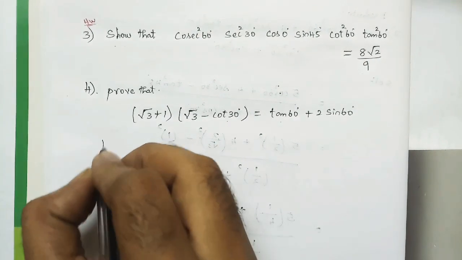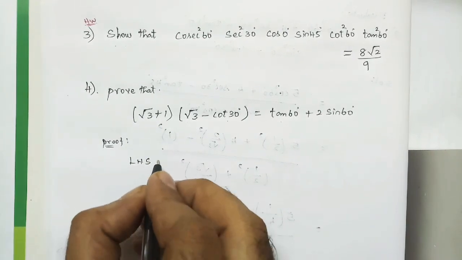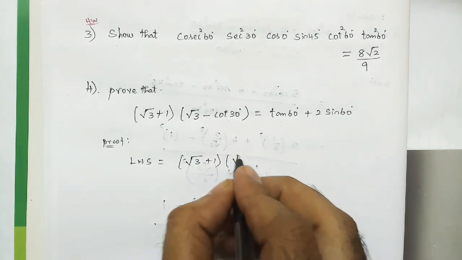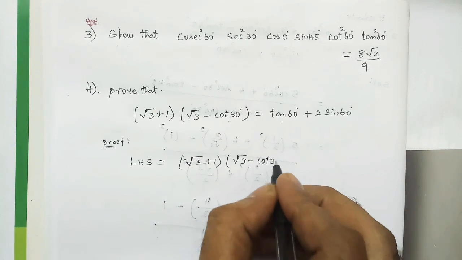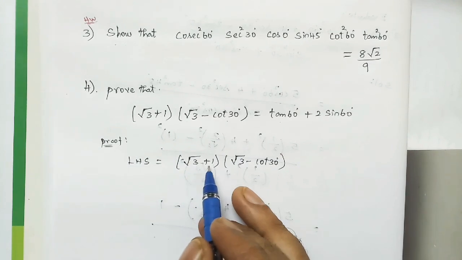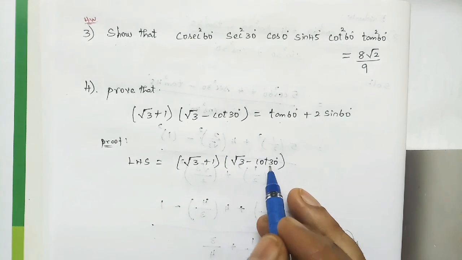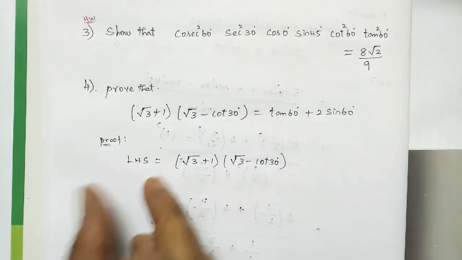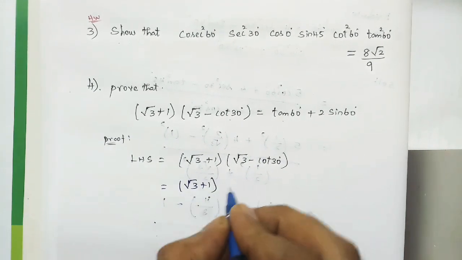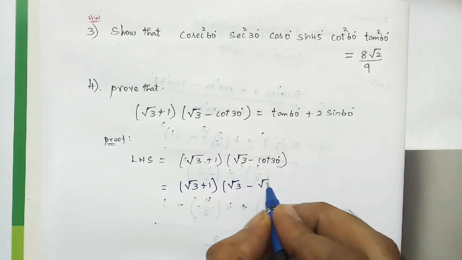So, proof. First I am taking the LHS. LHS is equal to (root 3 plus 1)(root 3 minus cot 30 degree). Here in root 3 plus 1, we don't need to substitute values, as root 3 is already a value. But we know the cot 30 value, so we substitute it, multiply and simplify to get the LHS. It is equal to (root 3 plus 1)(root 3 minus cot 30). What is the value of cot 30?